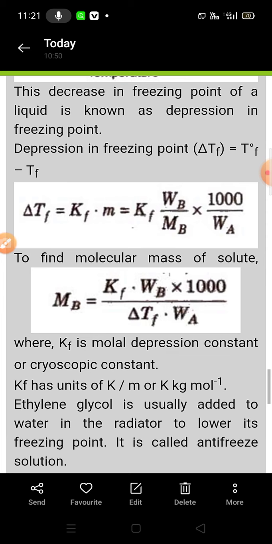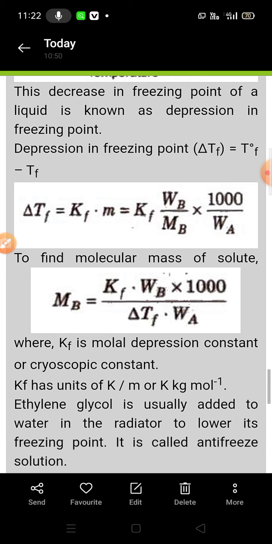This decrease in freezing point of a liquid is known as depression in freezing point. We have discussed ΔTf = T°f − Tf. Now finally we calculate ΔTf = Kf × m, where m represents molality, equal to Kf × WB / MB × 1000 / WA. Now we have to find the molecular mass of the solute, and this will be the final equation: MB = Kf × WB × 1000 / (ΔTf × WA).